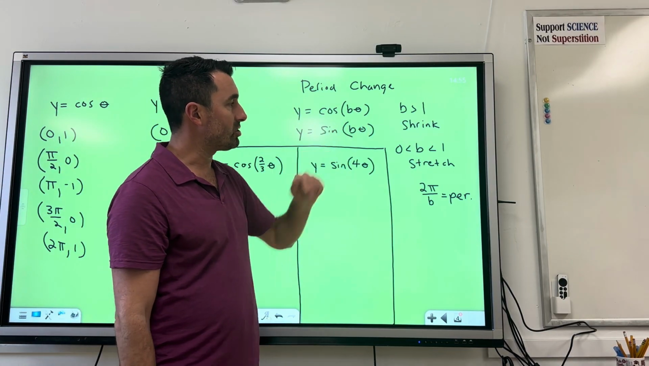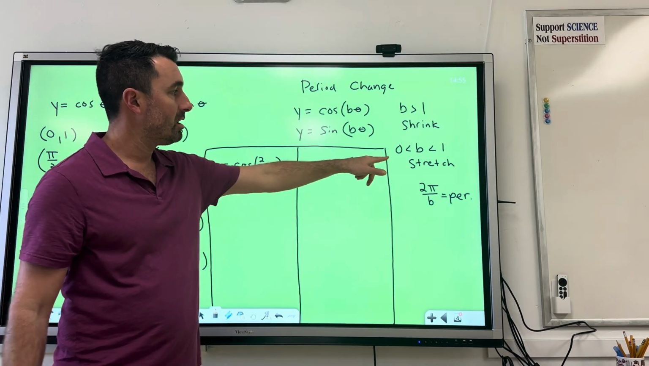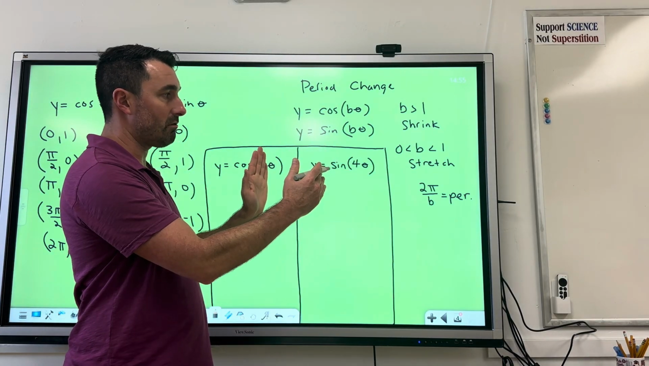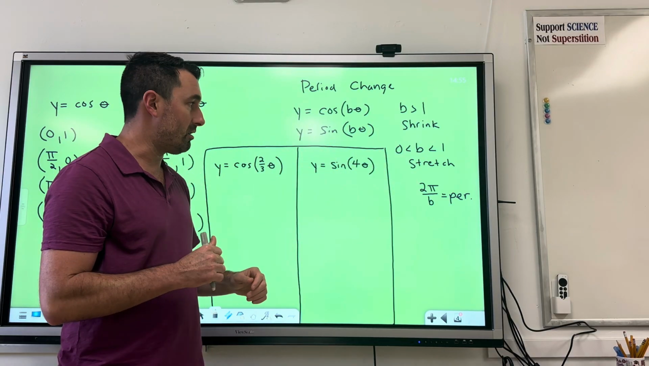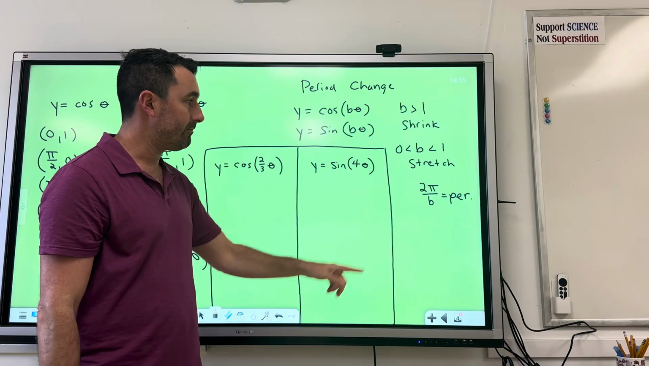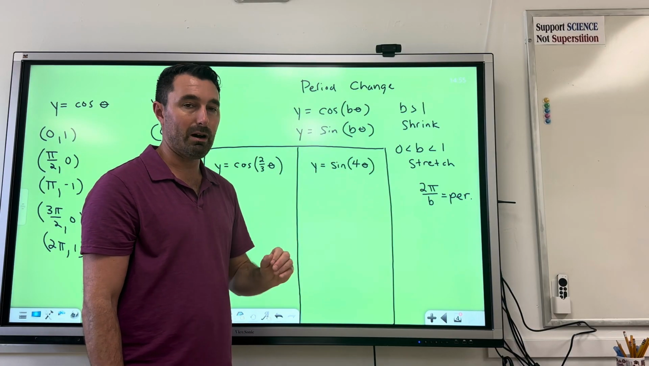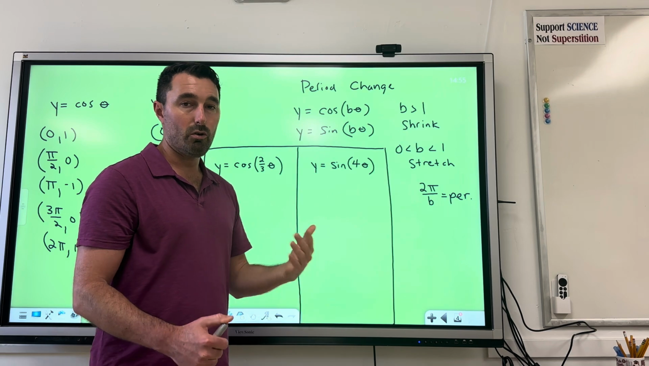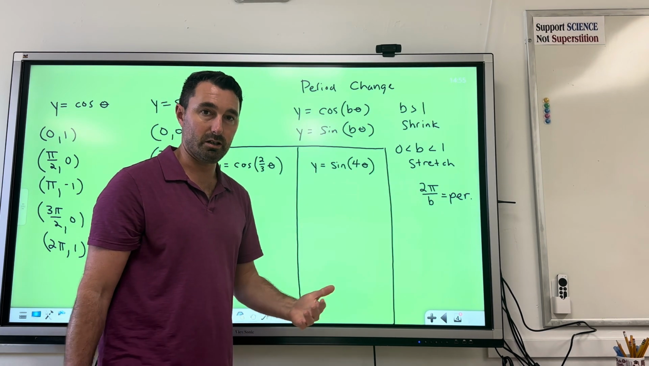If that b value is greater than 1, we consider that a horizontal shrink or compression. If that b value is between 0 and 1, we would call that stretched out. That period would stretch out and be longer or elongated. The formula we're going to use is 2 pi divided by b for the period, or if it's in degrees, 360 divided by b.